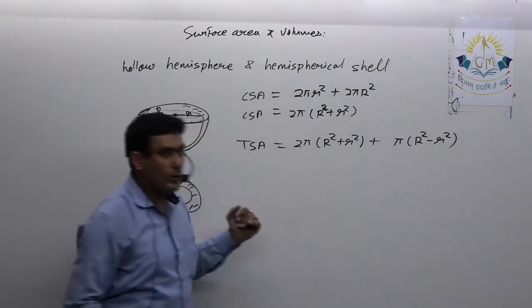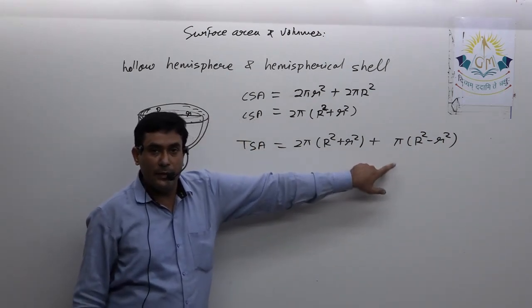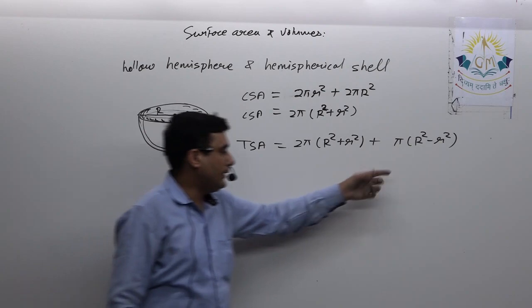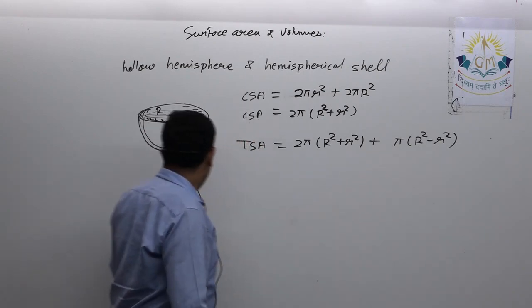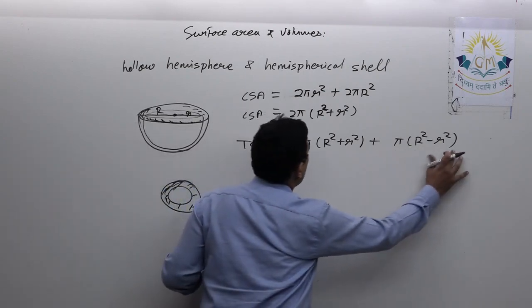Now here there is only one ring. In a cylinder there were two rings, at the upper end and at the bottom end. Here there is only one open end. So I will add only the area of one ring.